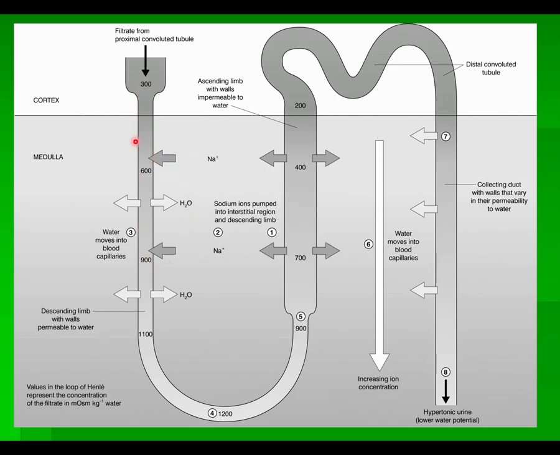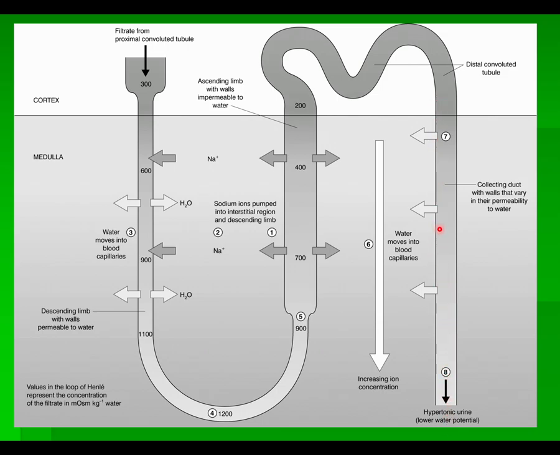So we end up with our most concentrated urine down here at the bottom. The concentration then decreases because the sodium chloride ions are coming out, but the water isn't. And then we talked a little bit about the distal convoluted tubule adjusting the concentration of ions. So what we're going to focus on today is the collecting duct.